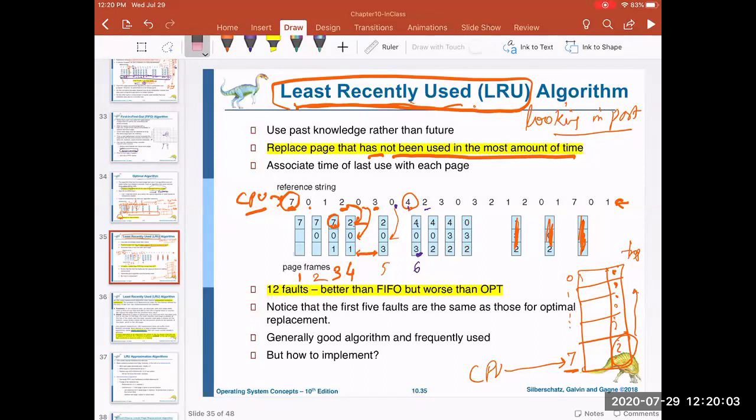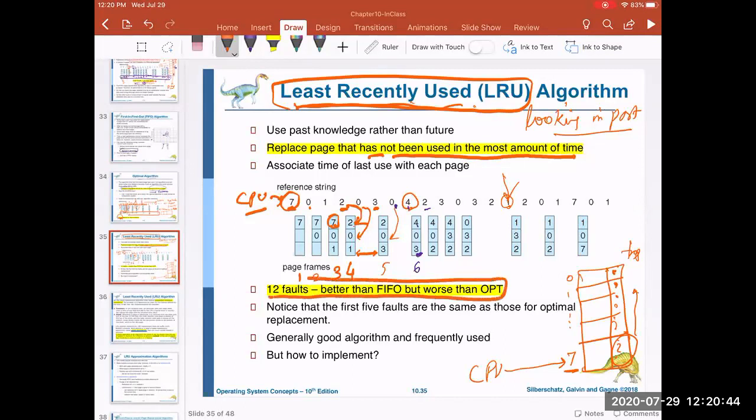So 3 is already there, 2 is already there. Now there's a call for 1. 1 is being called by the CPU. Already in the memory are 0, 3, 2. Which one would be replaced? 0. Now 2 is already there, 0 is the next call. So 3. Now 1 is already there, 7 is the next call. Which one? So 2.